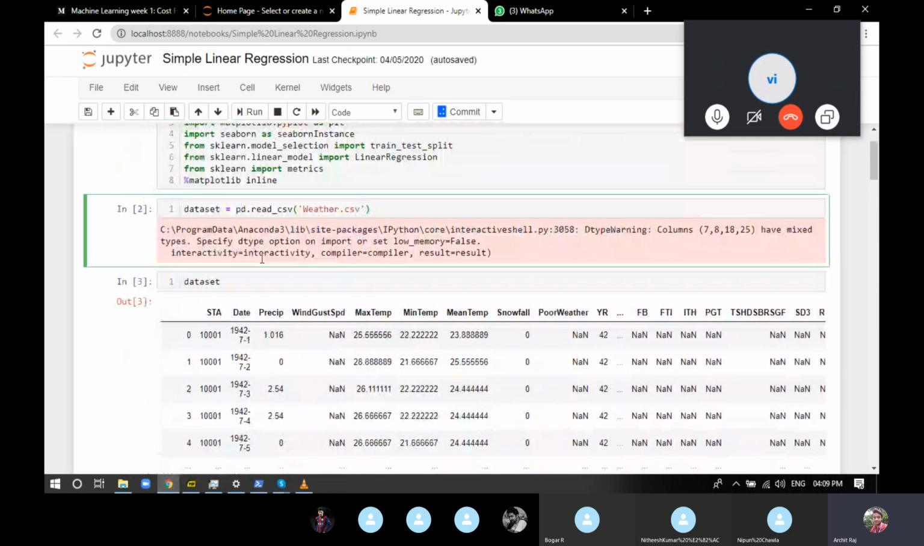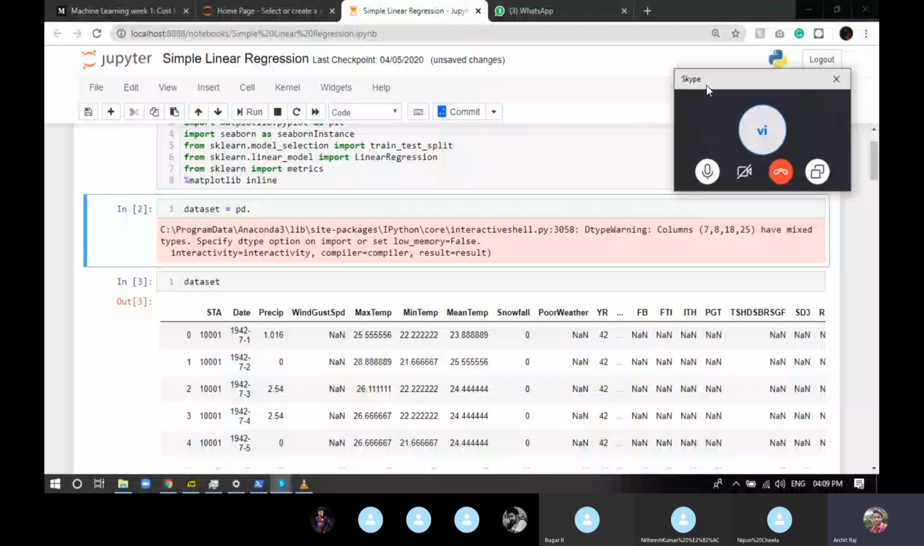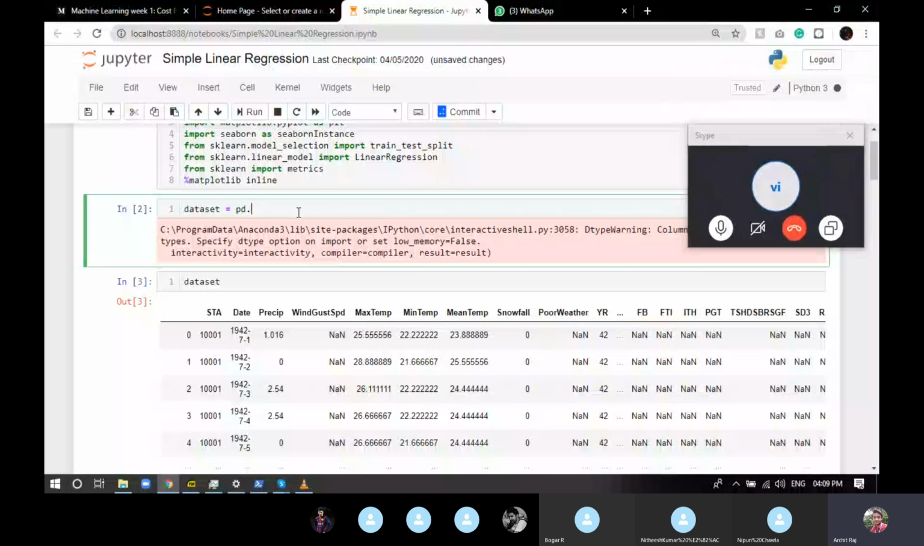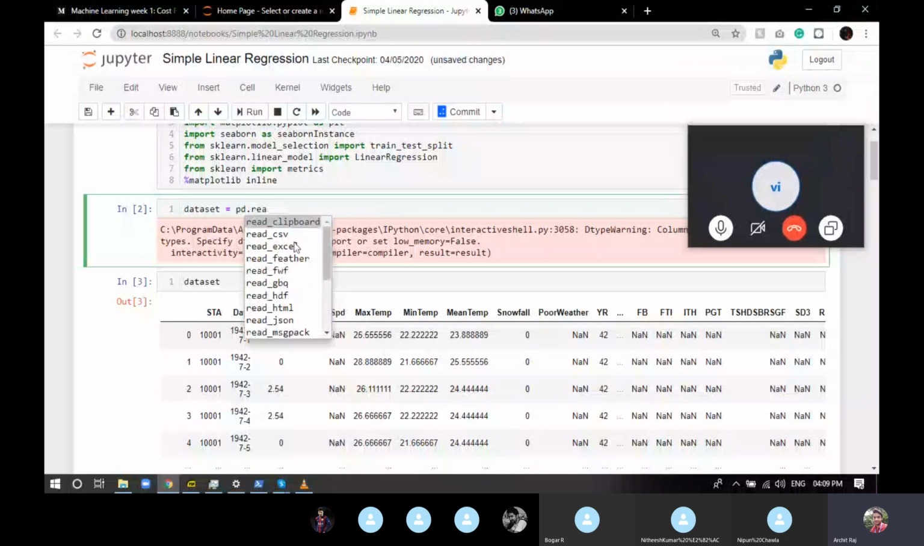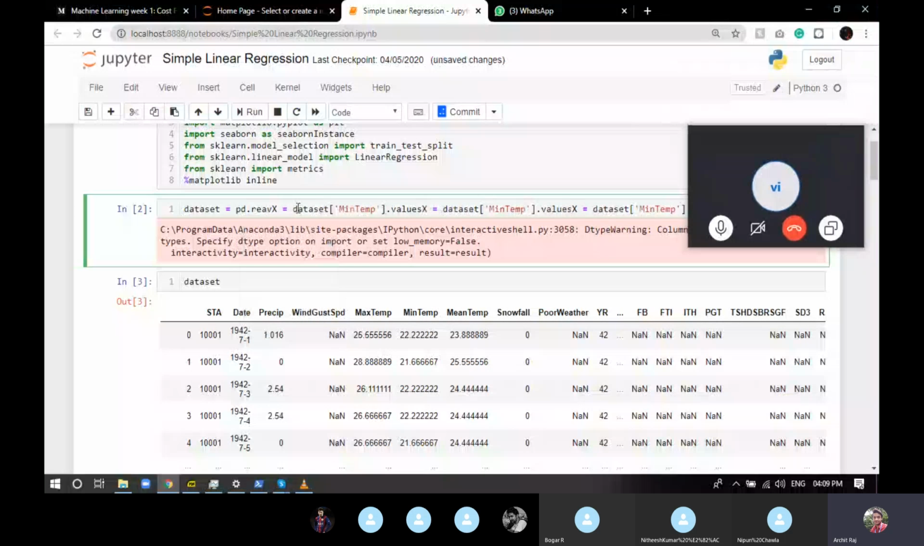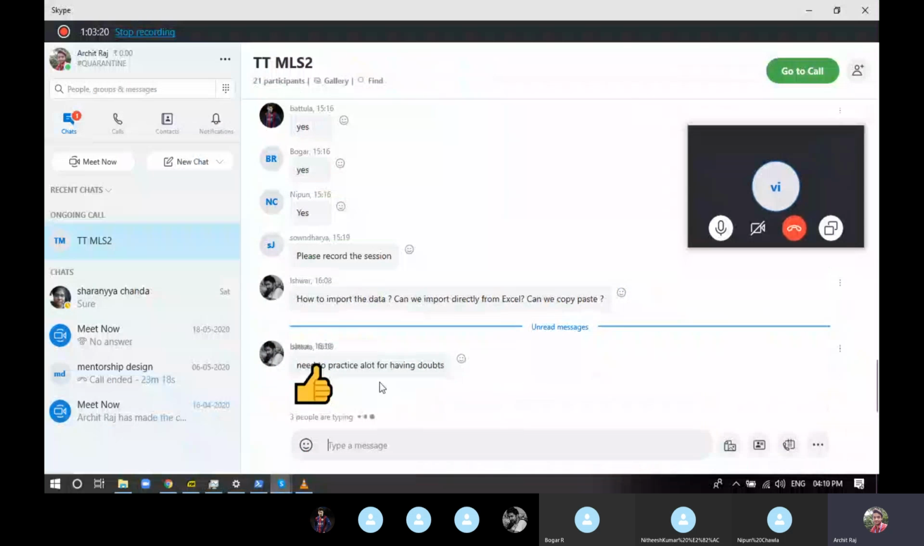Now if we just push shift tab, let tab work. Sorry, read. Now you can see there are so many things from which you can read. You can read CSV, you can read Excel file also, JSON, HTML, SQL, anything you can read. So it completely depends upon what kind of data you have. It's completely fine. Okay, so you need to practice a lot.